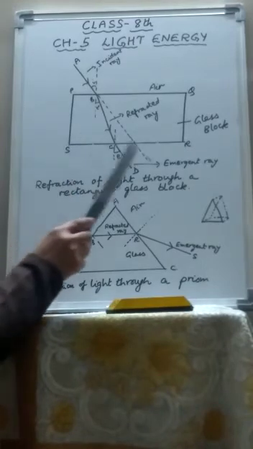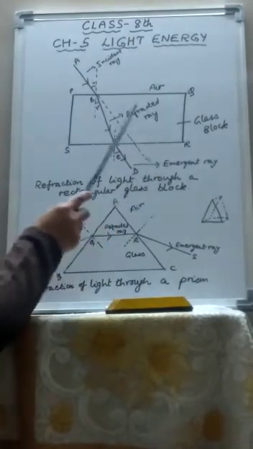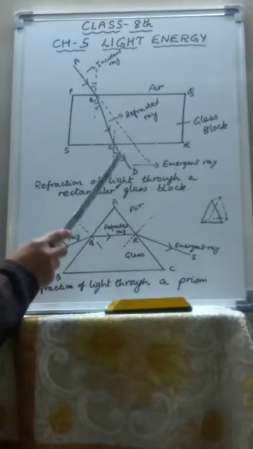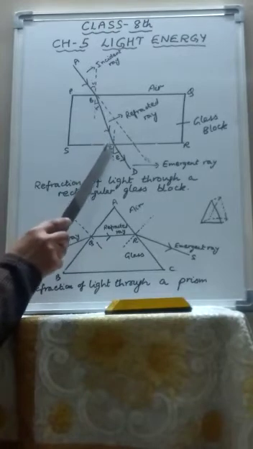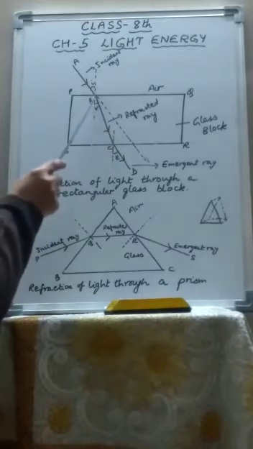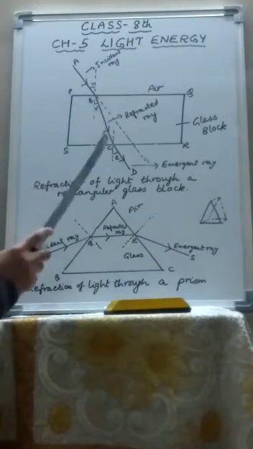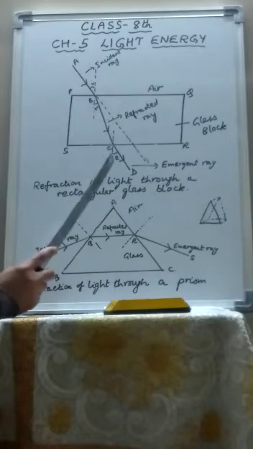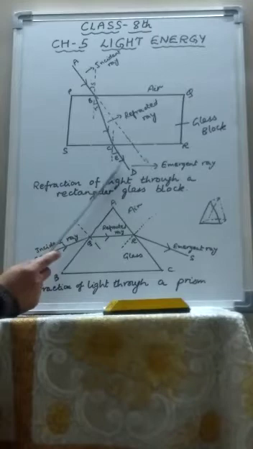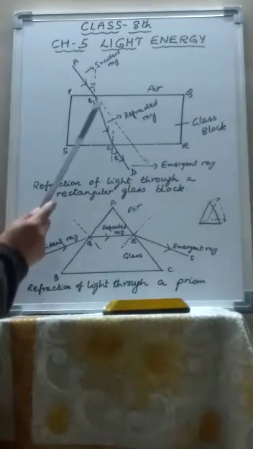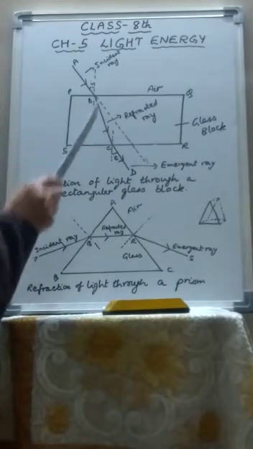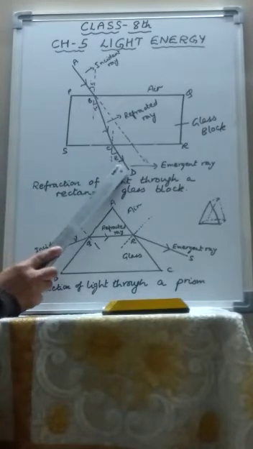Now it touches the second boundary surface SR separating glass and air. From here the light is moving from denser to rarer medium. So it will bend away from the normal. This angle is called angle of refraction, made by the refracted ray with the normal. And this is the emergent ray, and the angle the emergent ray makes with the normal is called the angle of emergence E. So angle I, angle R, angle E. So this is the incident ray and this is the final emergent ray.